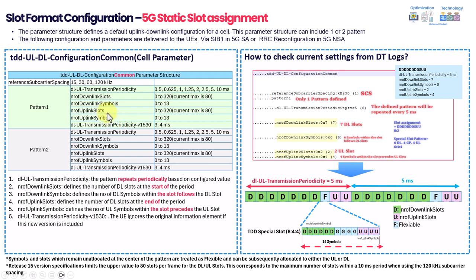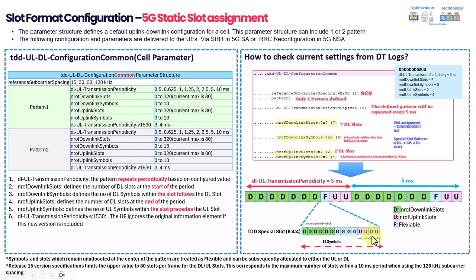For uplink here, for example, you are giving 2, as mentioned here. This one starts from the end. So you need to go to the end of the transmission periodicity, for example, at the end of 5 milliseconds, and start counting 2. So it will be here as 2 for uplink. And again, you will have the uplink symbols as well. As defined here, uplink symbols defines the number of uplink symbols within the slot that precedes the uplink slots. For example, this one precedes the uplink slots, right?